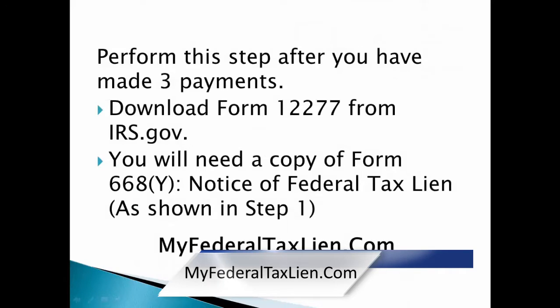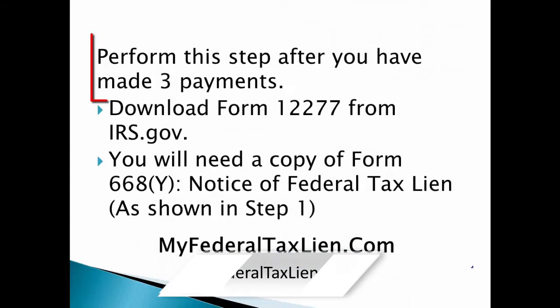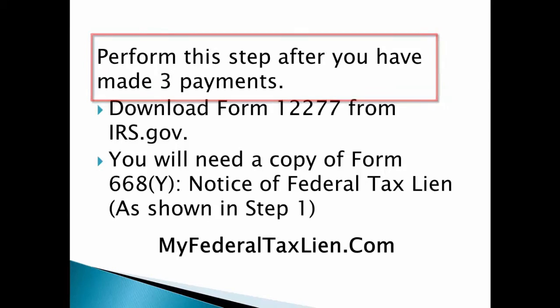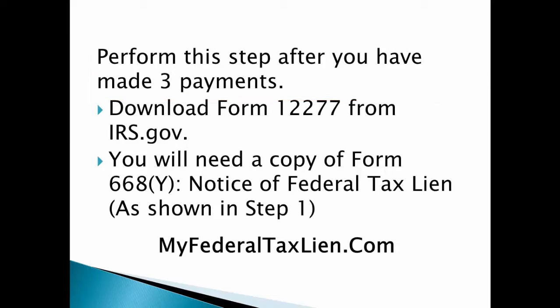So if you do not have a copy of your Notice of Federal Tax Lien, refer to Step 1 before moving forward. Additionally, before you download and complete Form 12277, you must have made 3 payments through the direct debit installment agreement that I showed you how to set up in Step 2. So if you did not set up a direct debit installment agreement, please refer to Step 2 to learn how to do so. After you set up your direct debit installment agreement and made 3 payments, then you can download and complete Form 12277. So now I'm going to download that form and show you how to fill it out.